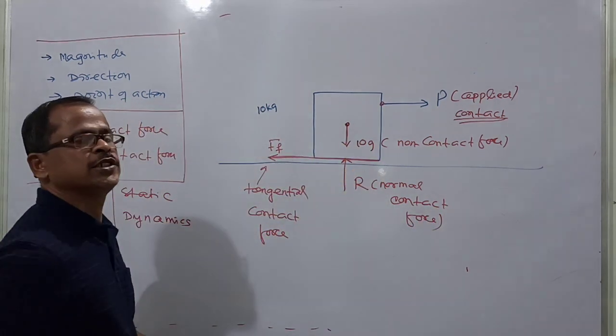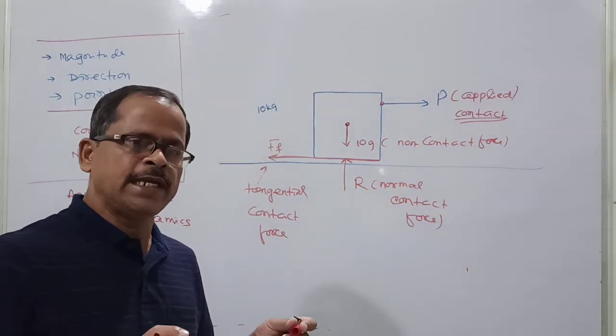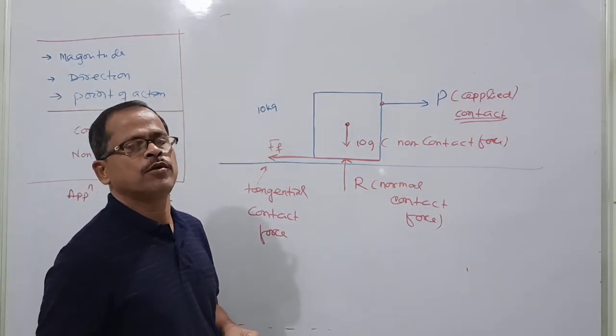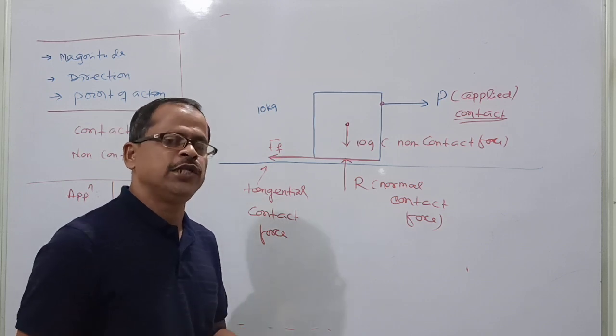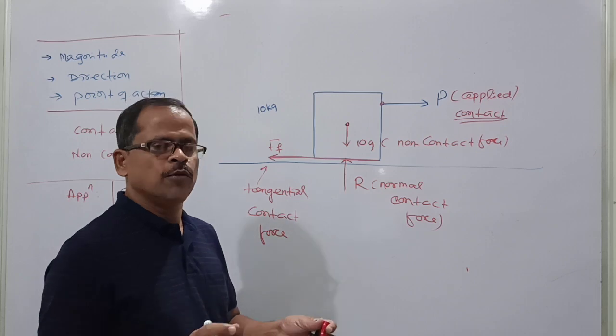Now these are the forces. I am not going to analyze the problem. I am only showing how to draw a free body diagram. What is the meaning of a free body diagram? The meaning of a free body diagram is to isolate the test body from a system.